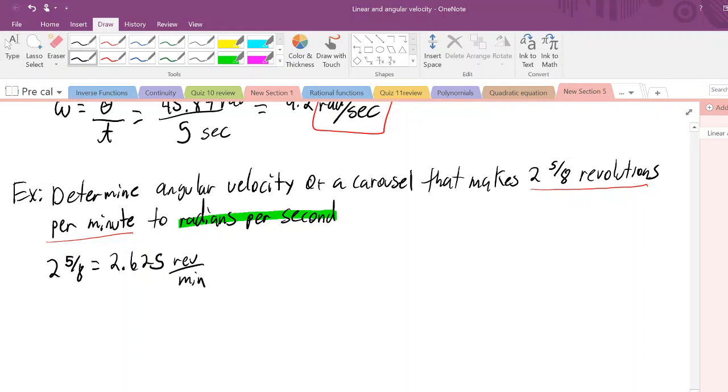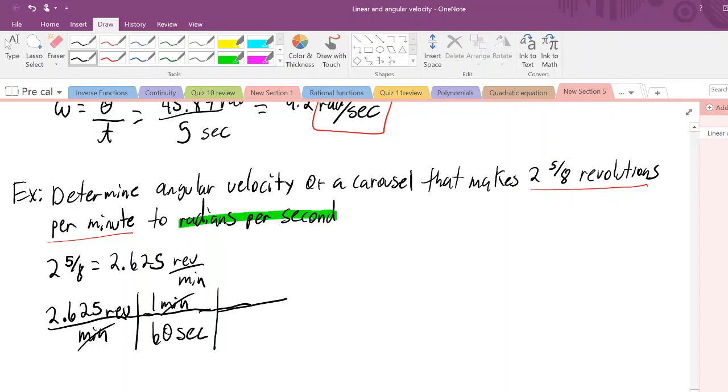So now I'm going to convert this. I have 2.625. Now, in my conversion chart, my revolution goes to the top because it's revolutions per minute. So I have rev over min, and I need it to be radians per second. There are 2 conversions that we need to do. If I want it in seconds, do I want that in the bottom or in the top? Well, per second means it's going to be in the bottom. So I need to get rid of my minutes. 1 minute is how many seconds? 60 seconds. Now your minutes cancel out.